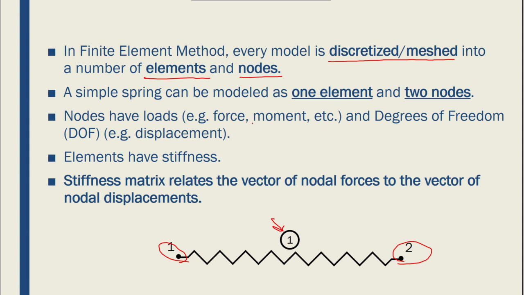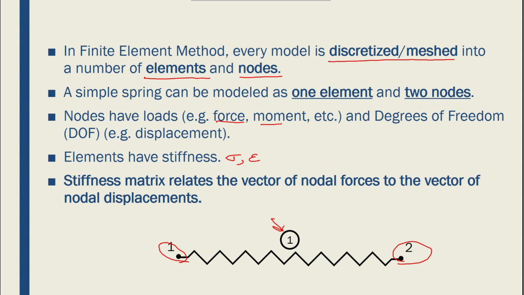The nodes can have loads like forces, moments, and fluid flow if we're studying 1D fluid flow. And they can also have degrees of freedom such as displacement or temperatures. And elements have stiffness, and as we will study later, we can also have stress and strain defined for the elements. We will learn later in the course how we can get the stresses and strains for a typical element.